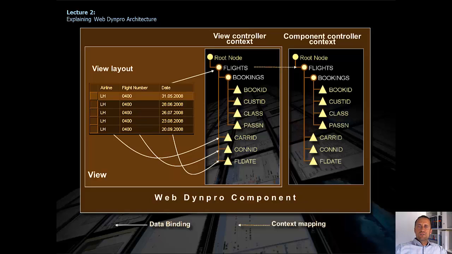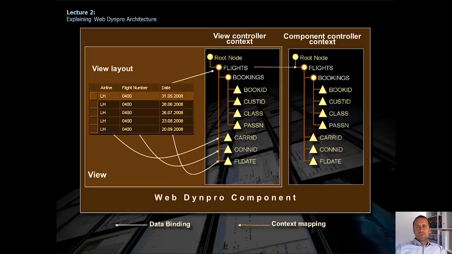The data binding process separates the UI element object from the application code in the view controller. Therefore, to manipulate UI element properties, the application code in the view controller needs only to manipulate the values of the context nodes and the attributes to which the UI elements are bound. The Dynpro framework then performs the following tasks.